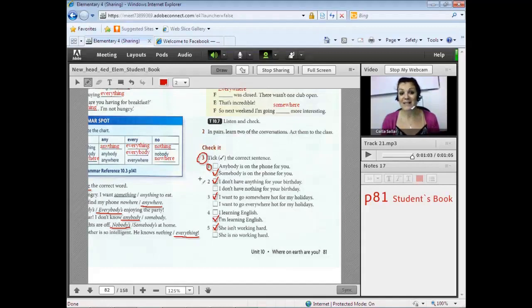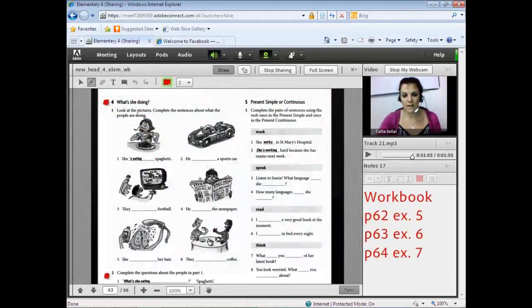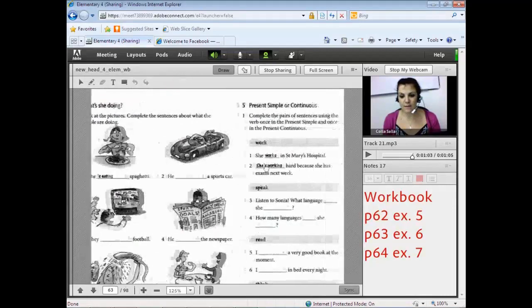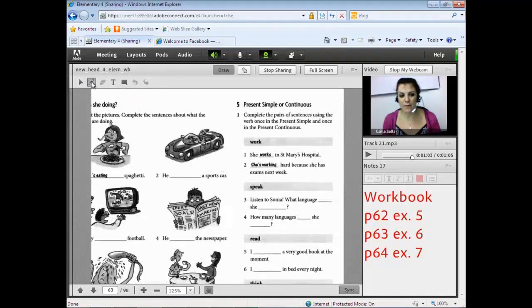So let's see what the homework is for the next lesson, to do some more practice, to make sure that we have learned a lot today. Now please open your workbook on page 62. Page 62, that's right. We have already done the exercise on the left-hand side of the page. So now look at this one. Exercise number 5.